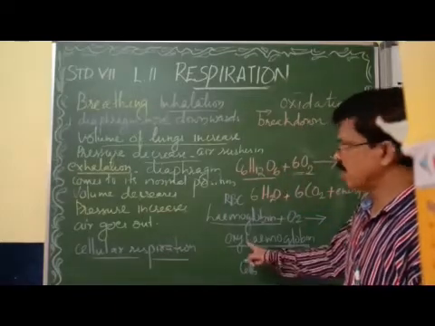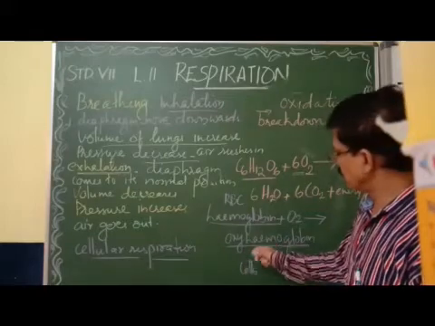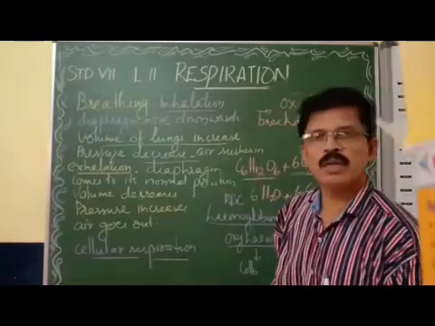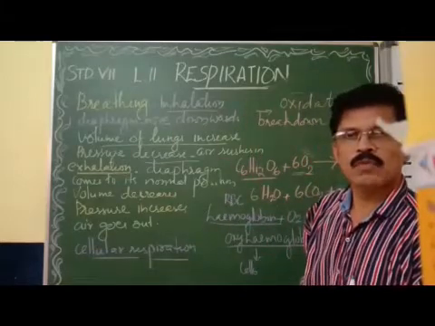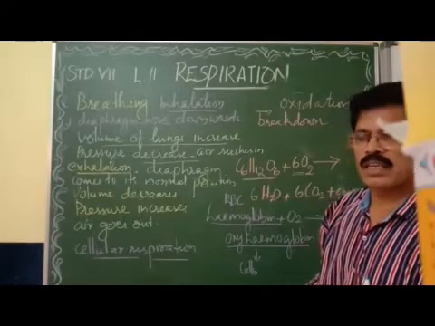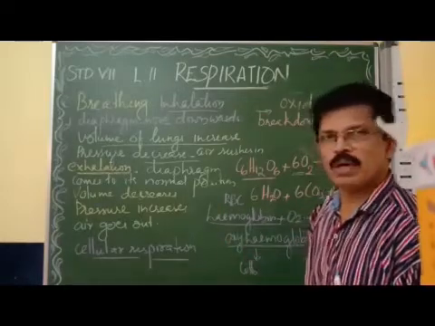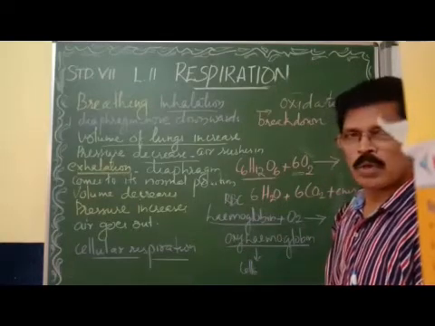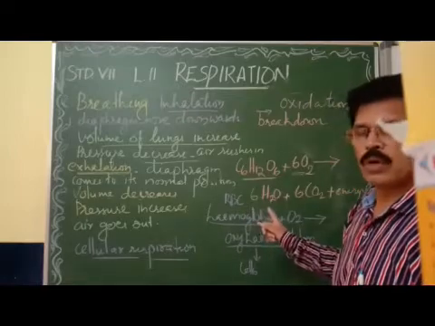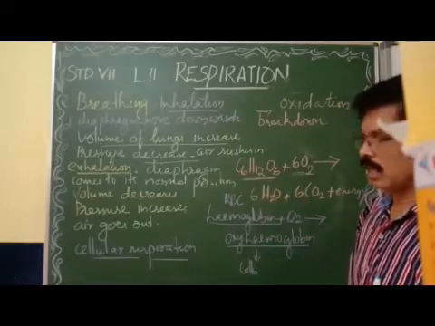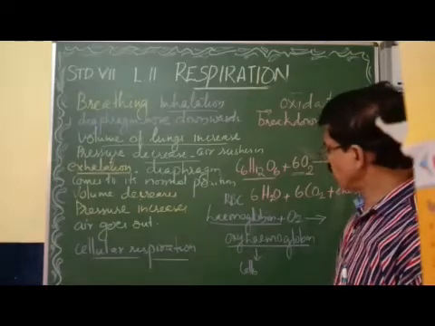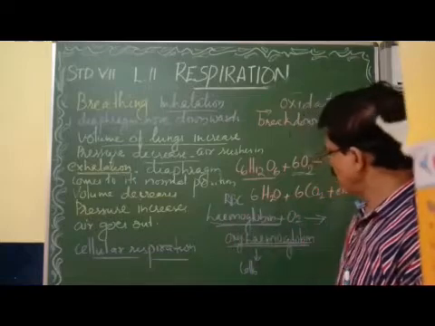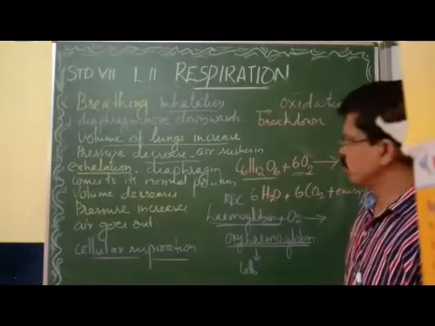Inside the cells, the oxyhemoglobin in the blood breaks into hemoglobin and oxygen. Oxygen now diffuses into the cells. From the cells, carbon dioxide comes back to the blood and mixes with the hemoglobin. So we can understand that hemoglobin combines with the oxygen and forms oxyhemoglobin. Oxyhemoglobin carries the oxygen to the cells.